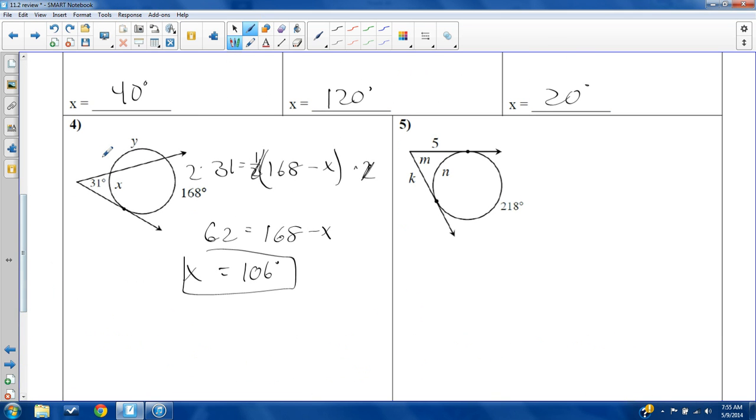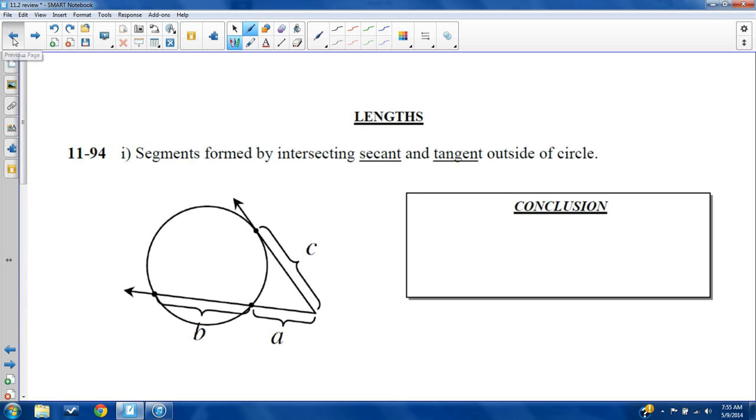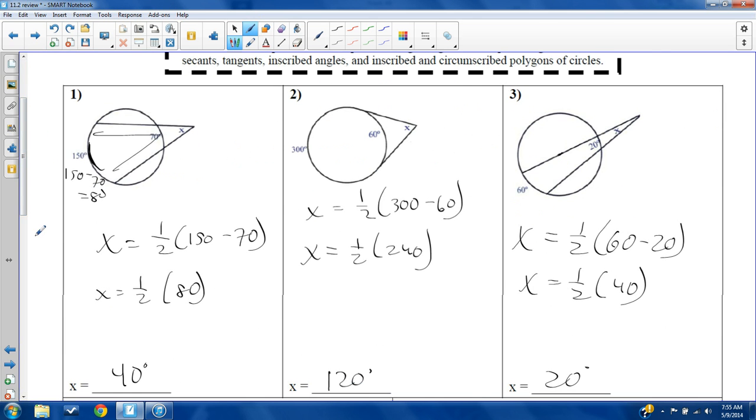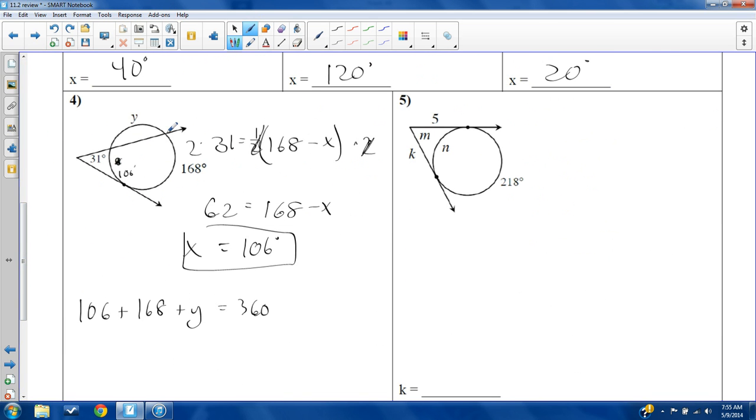Now there's another one here, y, and it's another arc. It goes from here to here, and we're trying to figure out what it is. Well, x equals 106 degrees. And together, this entire circle should equal 360 degrees. So 106 plus 168 plus y equals 360. Okay, this is an example of saying this one right here: A plus B equals 360 degrees. Even though here I only have 2 arcs, and the other one I have 3, I can connect 2 of them. Let's connect both of these guys right here, 168 and 106. 168 plus 106 is 274. So 274 plus y equals 360.